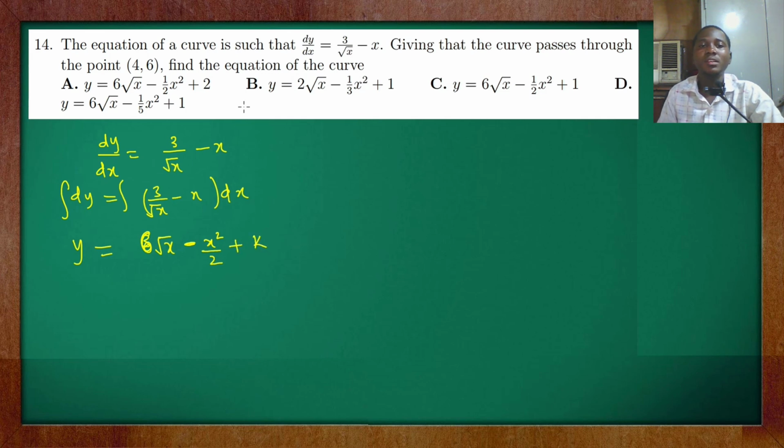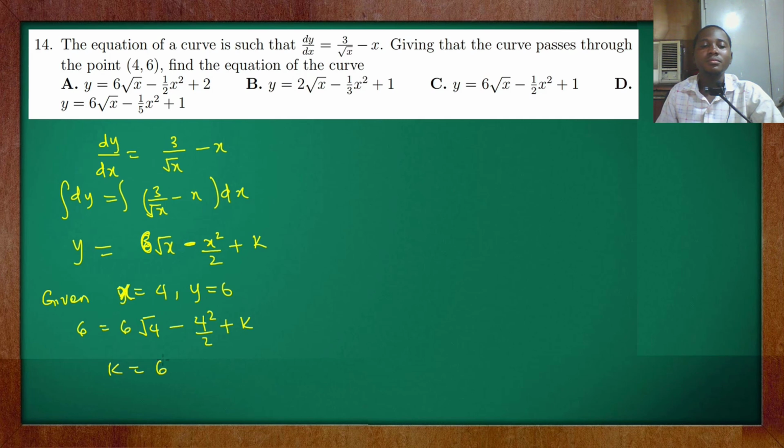Okay, now you are given that when your x is 4, your y is 6. That means if you substitute y to be 6 here, and here we have this to be 6 square root of 4 minus 4 squared over 2 plus k. That means your k is going to be what?